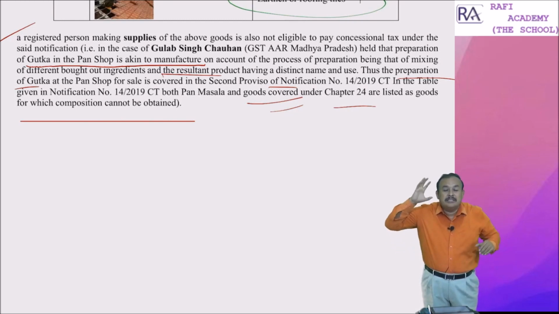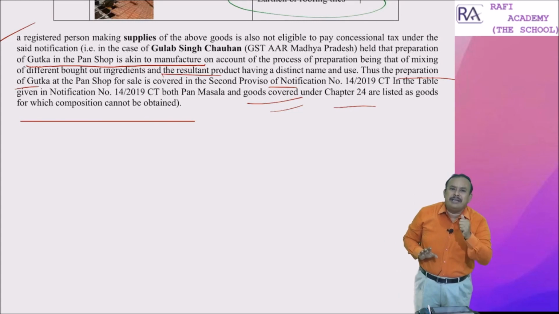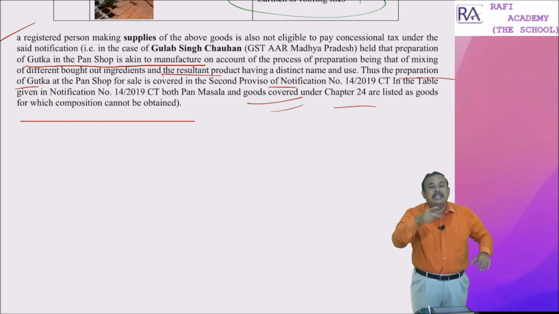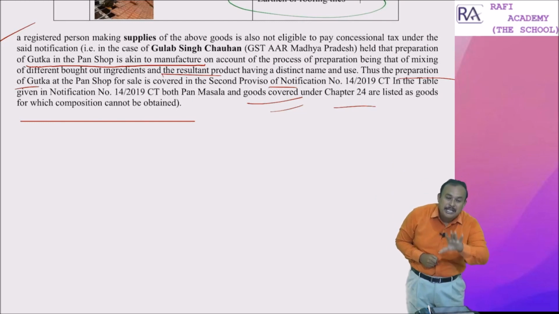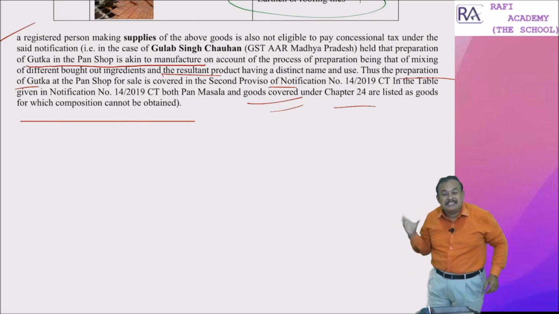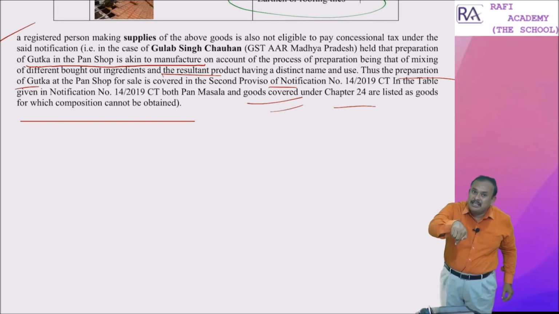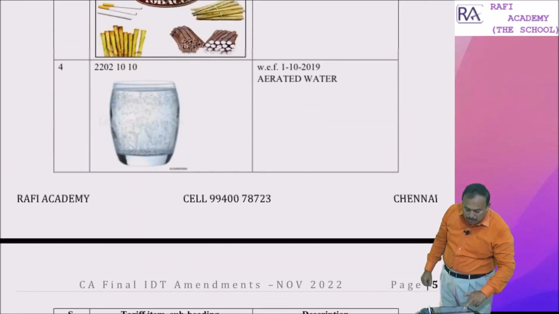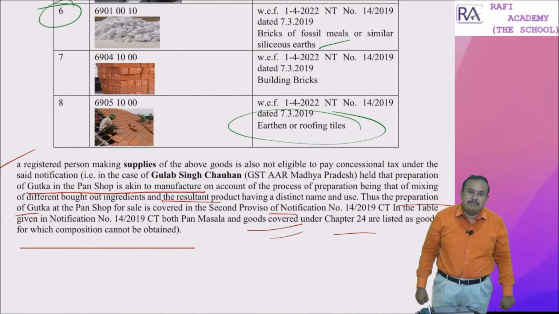Keep in mind, a trader means what? What I am buying should be sold as such. Meaning, I am buying a laptop, selling the laptop. I should not buy the laptop to make it into a television to sell. Then it becomes a manufacture. But I am telling you, manufacture activity can take place even in the trader's hands. If the trader is manufacturing any of the goods listed here, right from ice cream to pots of roofing tiles, you are disqualified from availing the composition scheme. That is the amendment.